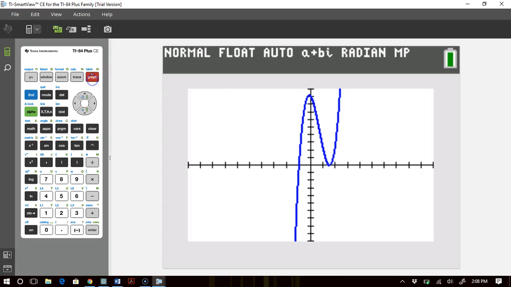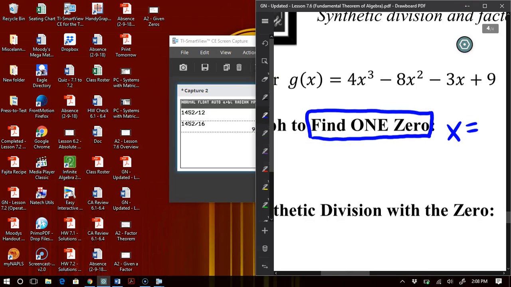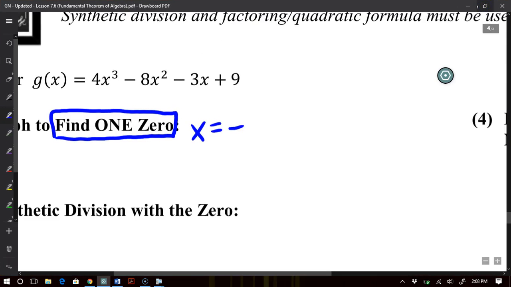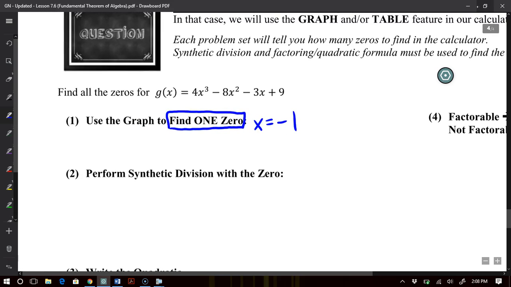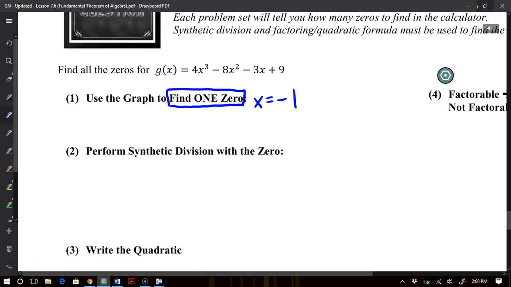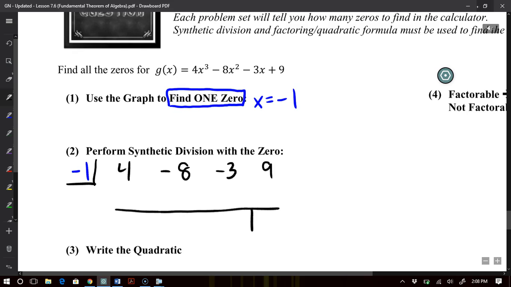And so I just used my calculator. That's it. Before, I gave you a factor or I gave you a zero. In this part, I'm just telling you, find it on your own, which means use your calculator. And so now I know that x equals -1 is a zero. Now I'm back to exactly what we did in the previous example. You're given a zero. You found it this time, though. It's -1, and you're going to do synthetic division with 4, -8, -3, 9. You have a remainder of 0. We're told that because it is a zero, so we're going to see if we're right on that.